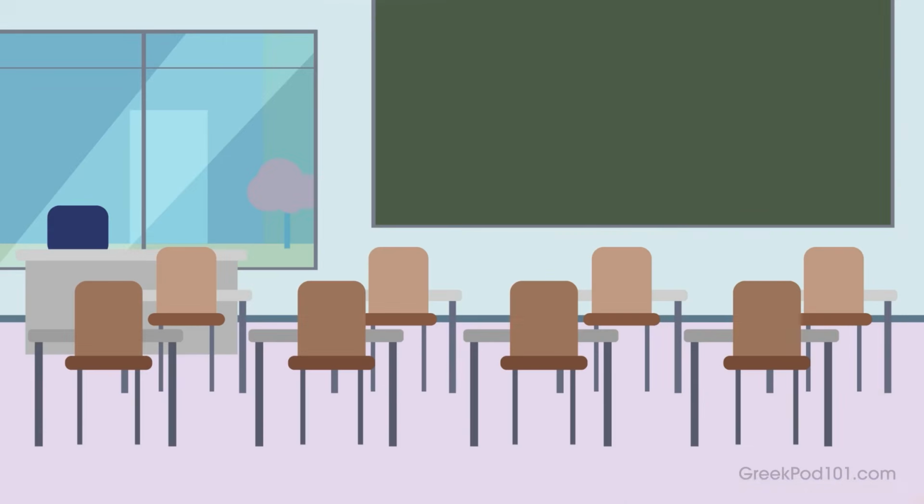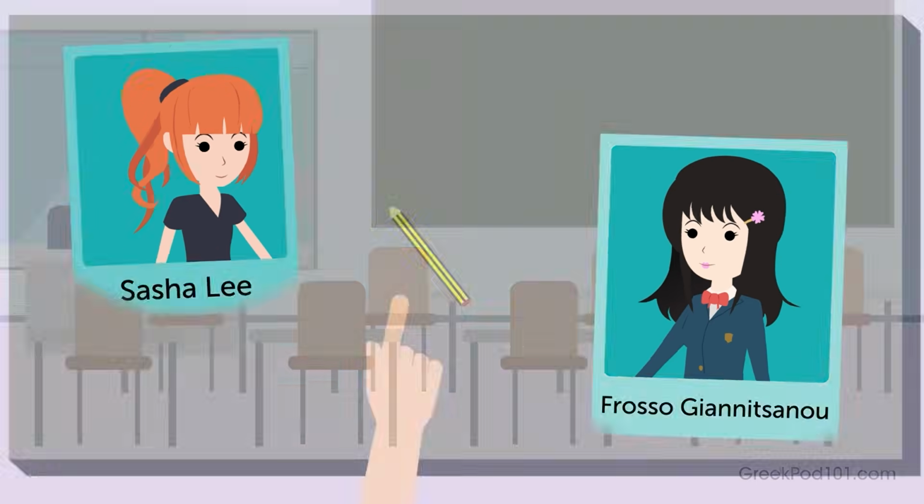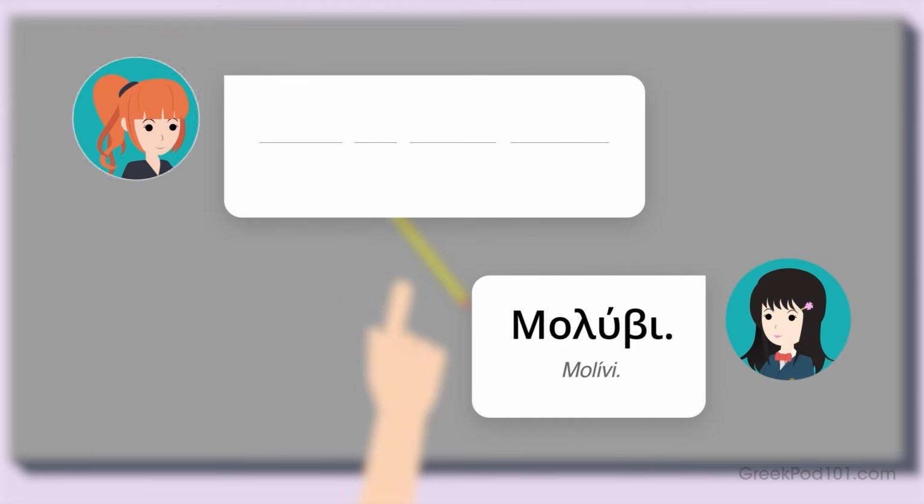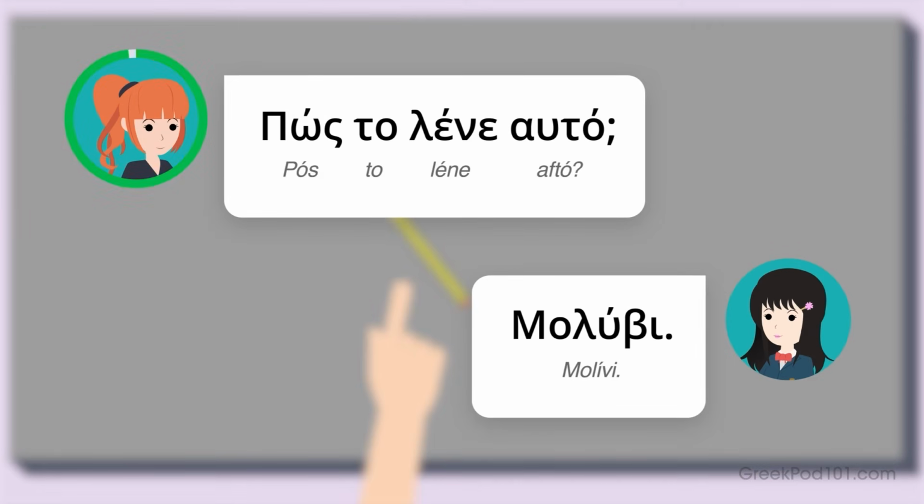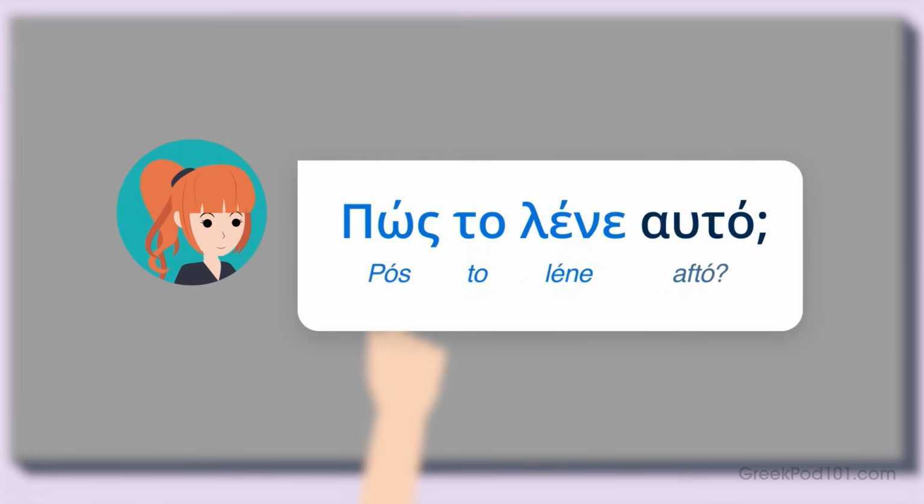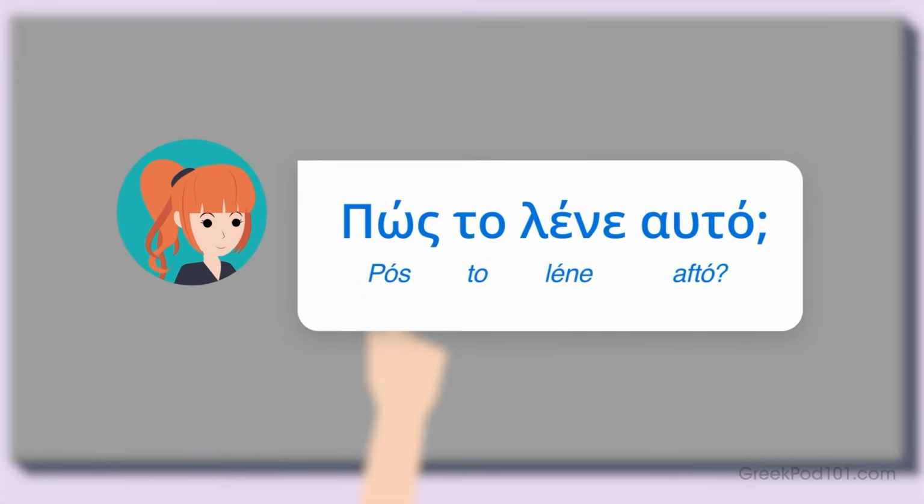Let's try one more. Imagine you're Sasha Lee, and you're studying with your classmate. You point at a pencil and ask, what do you call this? Ready? Πώς το λένε αυτό? Μολύβι. Listen again and repeat. Πώς το λένε αυτό?